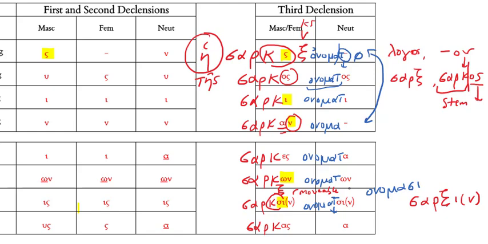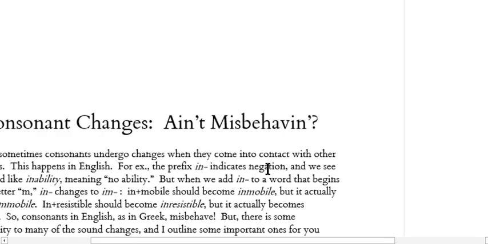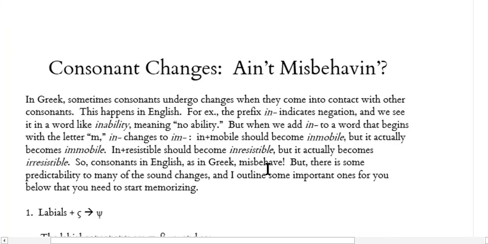Onomata, names. Onomaton, of names. Onomasi is to or with names. And onomata is names. All right, so there's our introduction to the basic concept of the third declension case endings. What I want to do is walk you through the handout I gave you just a little while ago called consonant changes. Of course, these consonants are misbehaving. That's why they become problematic for us.